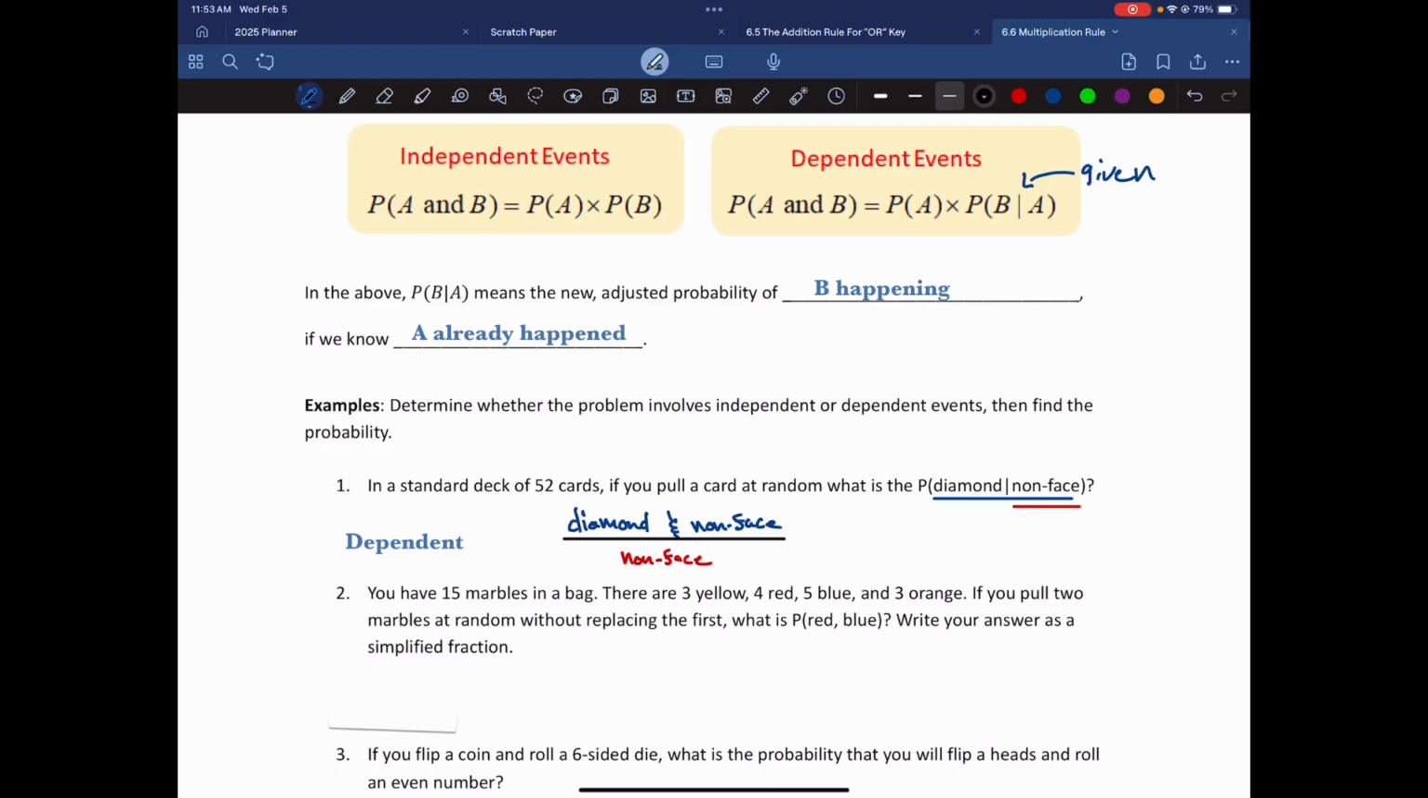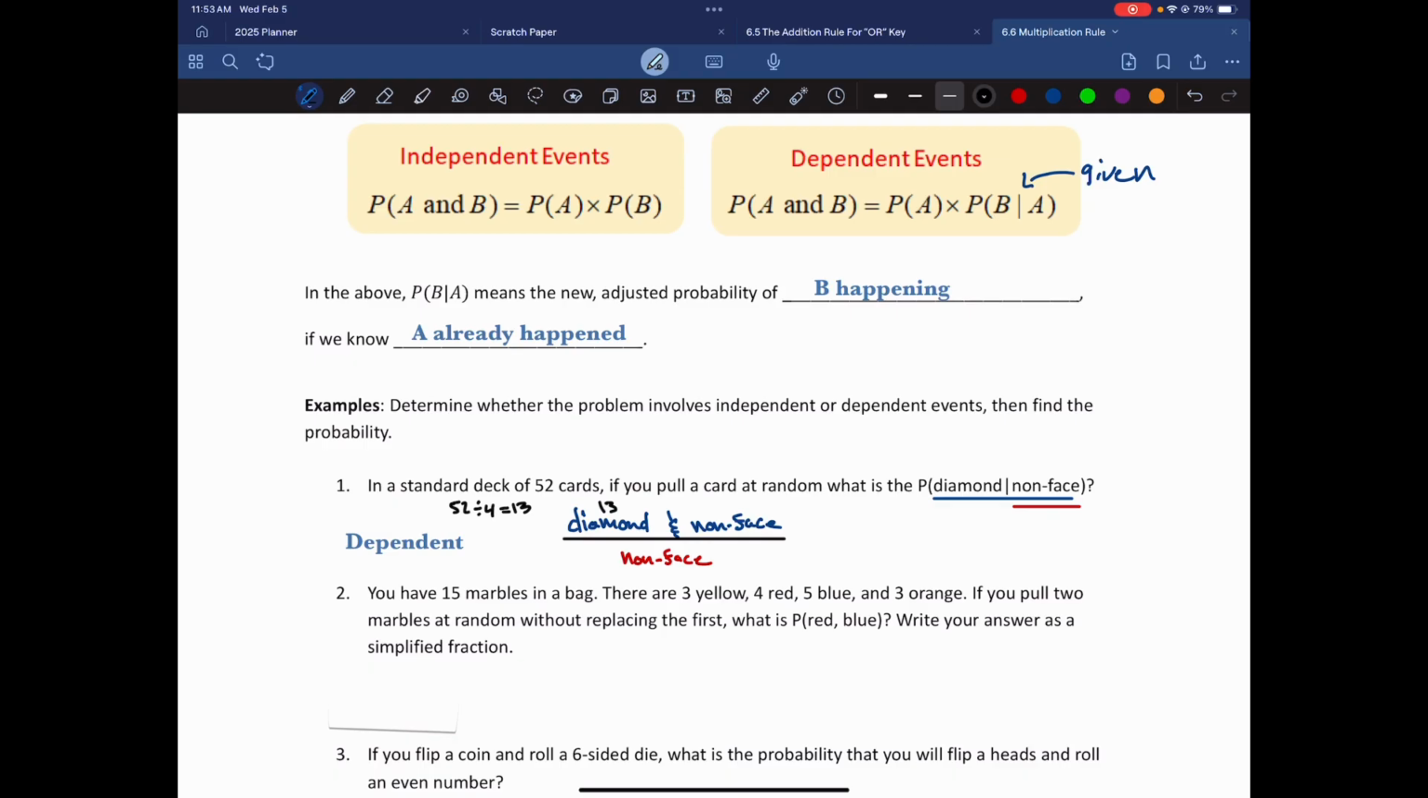Now I have to figure out what these numbers are. So I have to think, how many diamond non-face cards are there? Let's just focus on diamond for a second. There's 4 suits in a deck of cards, so if I take my 52 cards and divide that by 4, that gives me 13 diamonds. So I'm going to put a little 13 above diamond. And now I'm not just looking for the diamonds. I have to choose only the diamonds that are both a diamond and a non-face card.